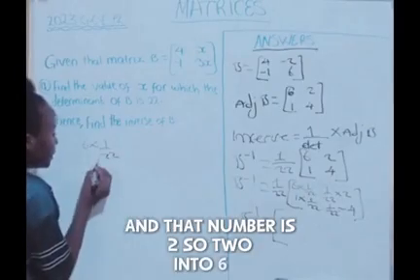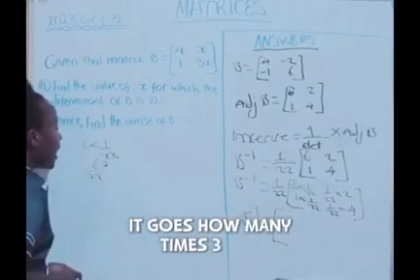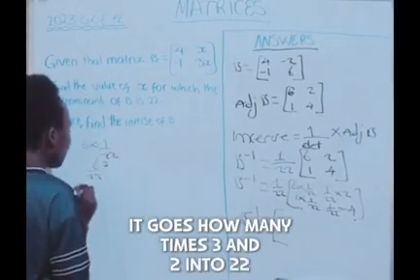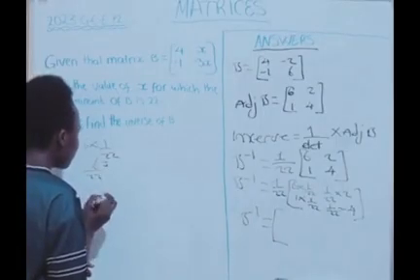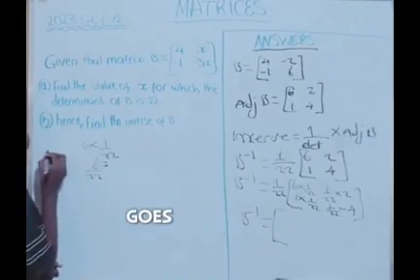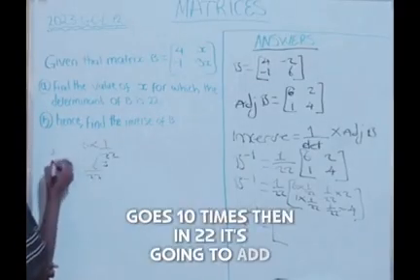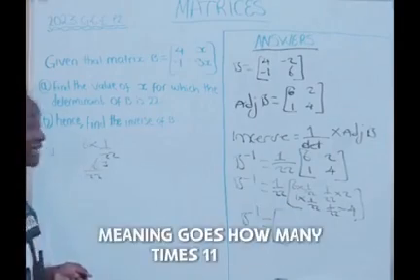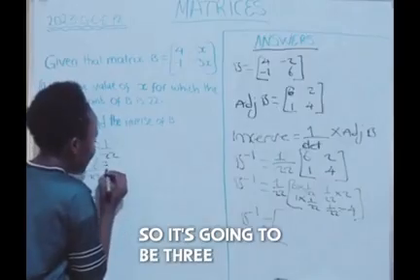So 2 into 6 goes how many times? 3. And 2 into 22, okay, let's say in 20, 2 goes how many times? It goes 10 times. Then in 22 it's going to add a 1, meaning it goes how many times? 11 times. So it's going to be 3 over 11.